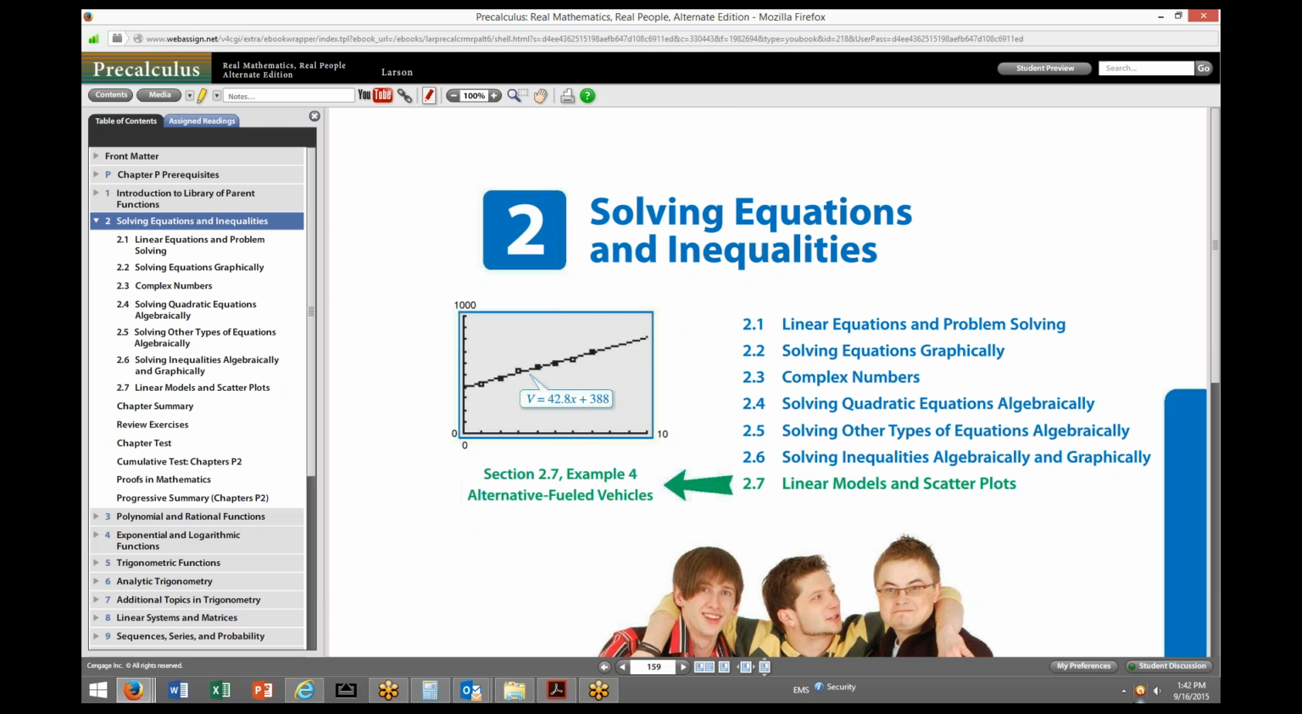But we're going to talk about the first 6 sections in chapter 2, the first 5 sections all about equations, and the 6th section about inequalities. We're not going to do 2.7 about linear models and scatter plots. That's just not intended to be covered right now in this course. So this teaching lesson today is about the 2.1 section in the text.